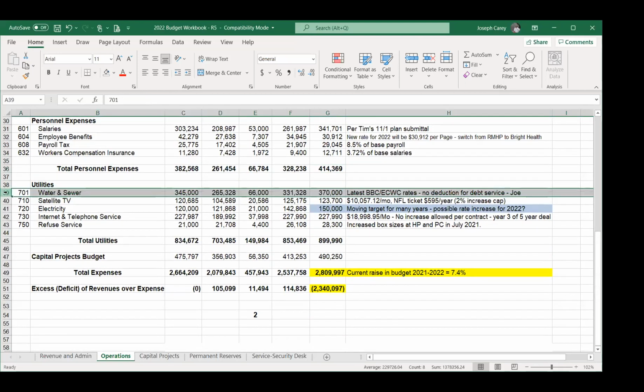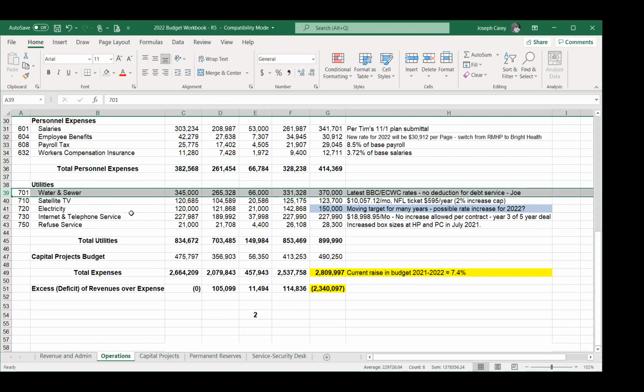Utilities. As I was saying, I'll repeat what I was saying. Water and sewer 701. We are still in negotiations with Elbert Creek Water Company on the new water and sewer contract. We're 95% of the way there. I believe things are getting towards the end and should have that done hopefully within a short period of time.